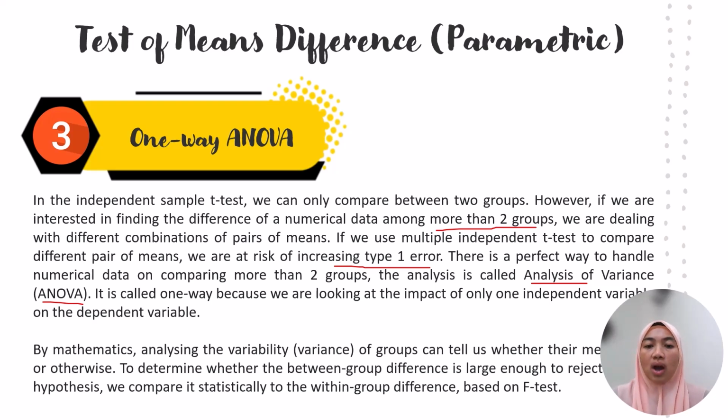It is called one-way because we are looking at the impact of only one independent variable on the dependent variable. Mathematically, analyzing the variability, the variance, of the groups can tell us whether the between-group difference is large enough to reject the null hypothesis. We compare it statistically to the within-group differences based on the F-test.